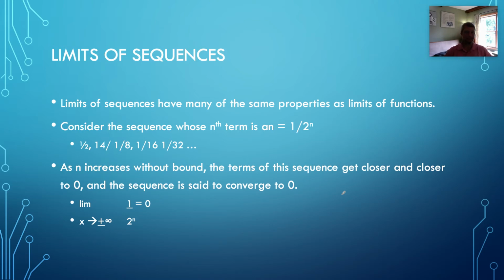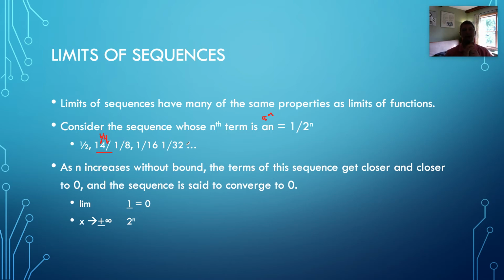All right, for example, consider the sequence whose nth term is a sub n, which is 1 over 2 to the nth. All right. So 2 to the 1st is 2, which gives us 1 half. Then 1 over 4, 1/8, 1/16, 1/32, right? Because 2 to the 1st is 2, 2 to the 2nd is 4, 2 to the 3rd is 8, 2 to the 4th is 16, 2 to the 5th is 32.